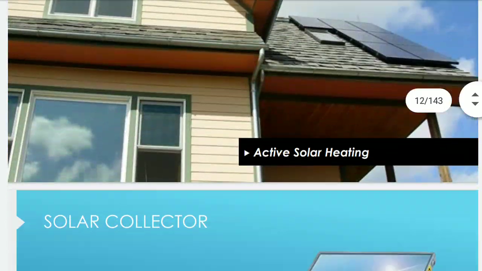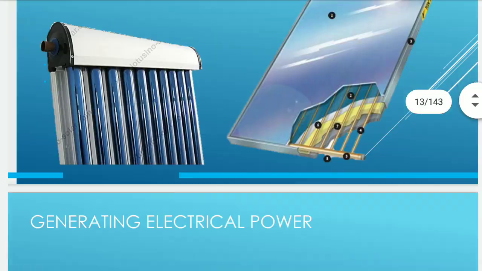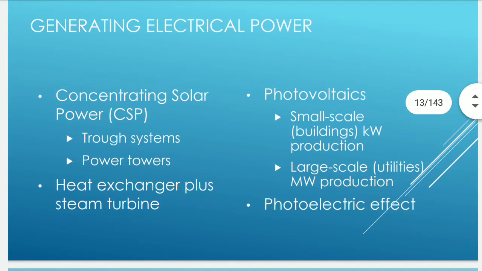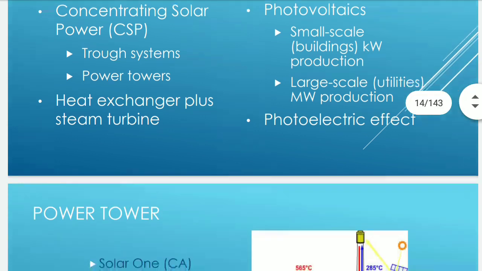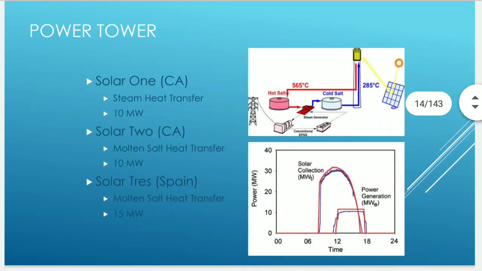Active solar heating: solar collector, solar tubes, radiator. Generating electrical power: concentrating solar power, trough system, power towers, heat exchanger plus steam turbine. Photovoltaic: small scale building, kilowatt production, large scale utilities, megawatt production, photoelectric effect. Power tower: Solar 1 in California, steam heat transfer, 10 megawatt; Solar 2 in California, molten salt heat transfer, 10 megawatt; Solar 3 in Spain, molten salt heat transfer, 15 megawatt.